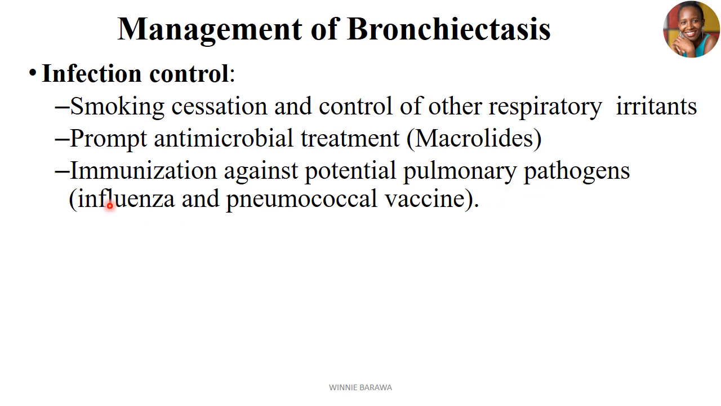There's also importance to immunize our patients against pulmonary or potential pulmonary infections like influenza and pneumococcal vaccines. This will help keep us free from contracting any form of respiratory infections that can trigger inflammation and cause damage or cause inflammation cases that can end up in bronchiectasis.